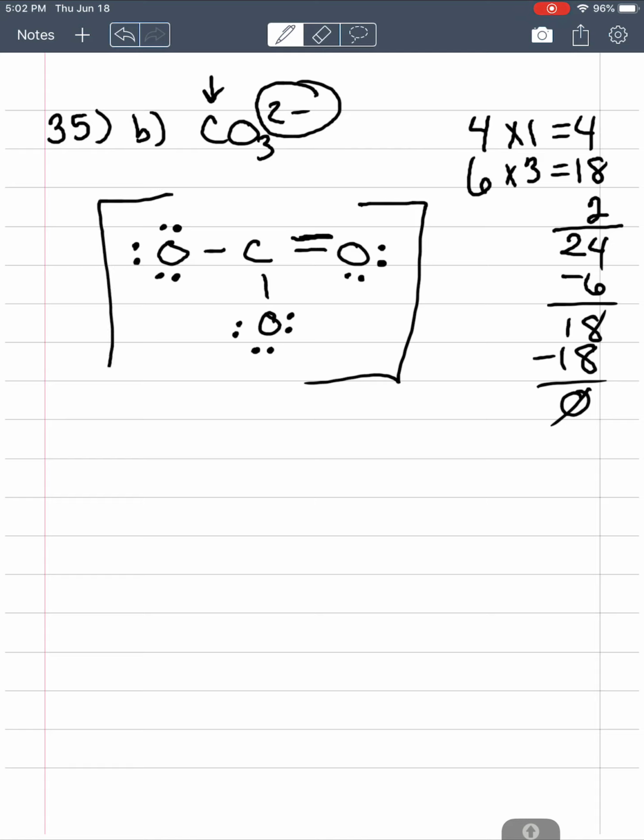So since it's got a charge, we're going to put it in brackets and put the charge on the outside. This clearly has resonance because it is 3 identical oxygen. So we're going to draw the 3 other options.